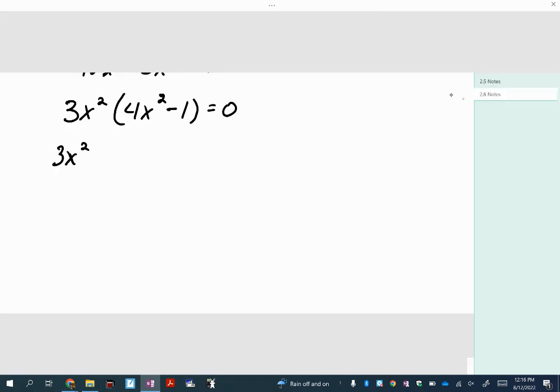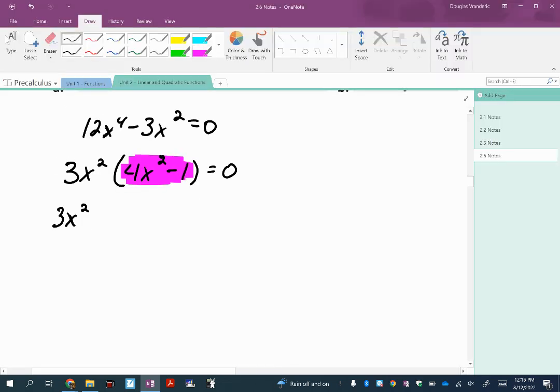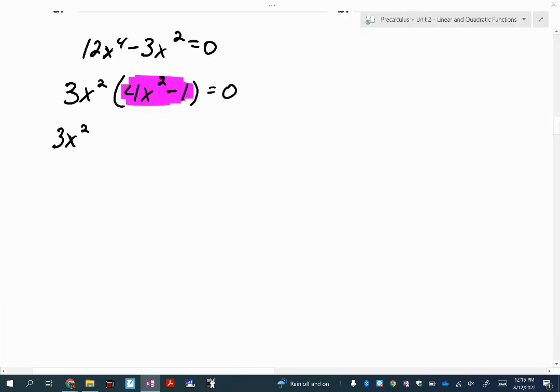4x squared minus 1 is one of my favorites. It is the difference of two perfect squares. Can I take the square root of 4? Yes. Can I take the square root of x squared? Also yes. Can I take the square root of 1? You betcha. So this becomes 2x minus 1 times 2x plus 1.